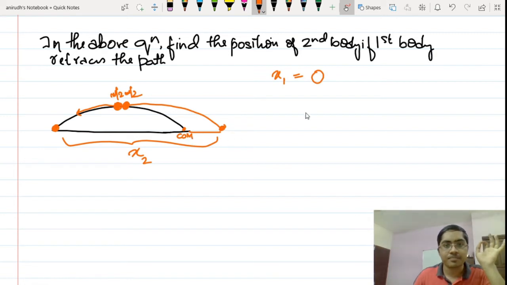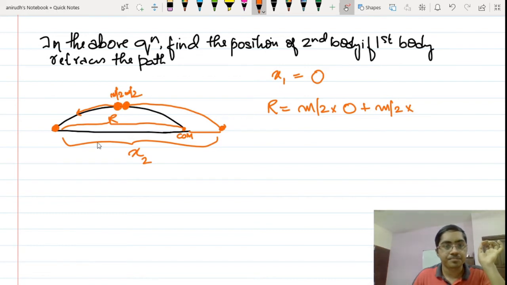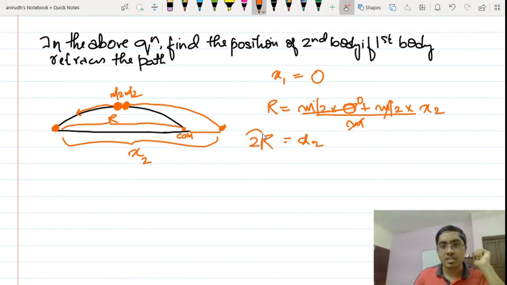We know the concept after this. So obviously we can find the position of center of mass, which is R itself, isn't it? That means center of mass is covering this much distance as in the previous question, that is R itself. So R is equal to m by 2 multiplied by x1, which is 0, plus m by 2 multiplied by x2, divided by m1 plus m2. M by 2 plus m by 2 is equal to m itself. Again, this is cancelled off. This will be x2 by 2. So R is equal to x2 by 2, that is, 2R is equal to x2, isn't it?